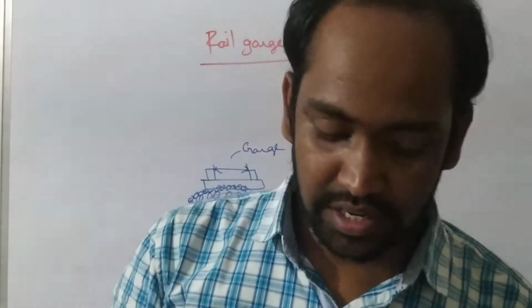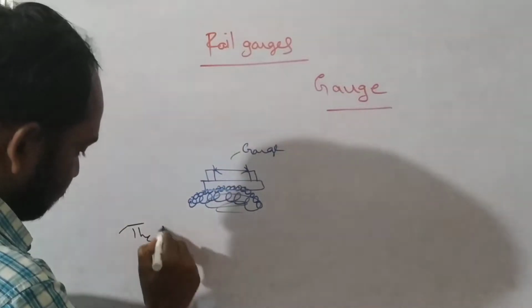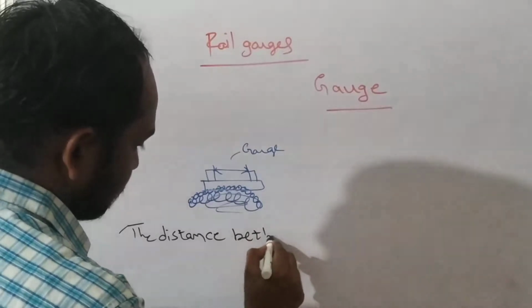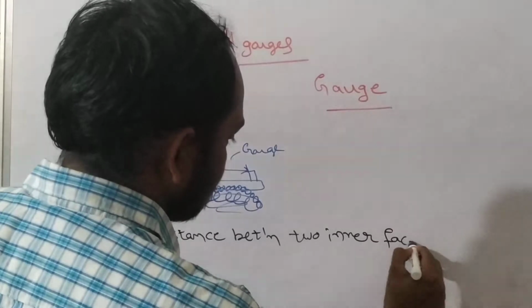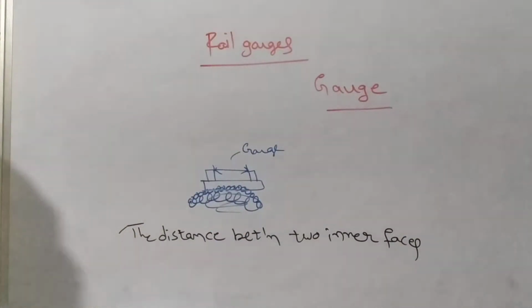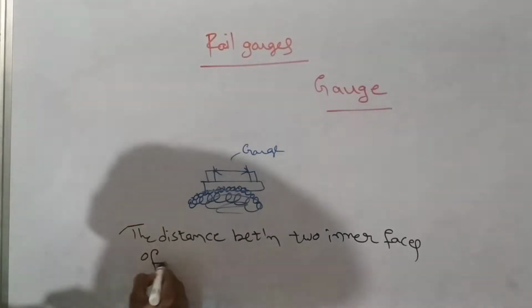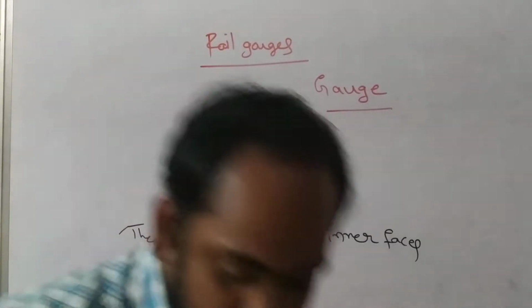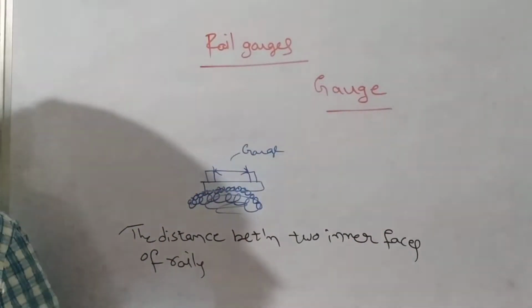So we can define the rail gauge as the distance between two inner faces of rails which are parallel. The rail gauge is the distance between two rails of a railroad.